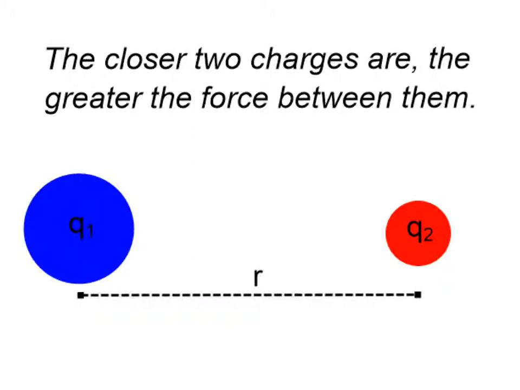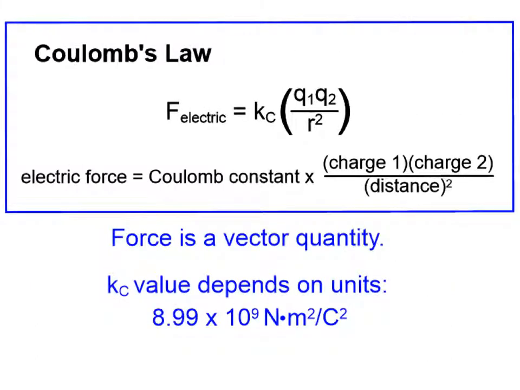You probably intuitively know this, but the closer two charges are to each other, the greater the force is between them. This could be either an attractive force or a repulsive force. But if we were to move these two charges closer together, so we had a smaller radius, there would be a much greater force between them. How much greater would that force be when we change that distance?